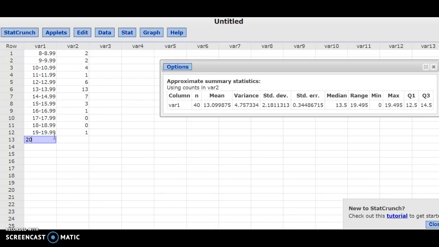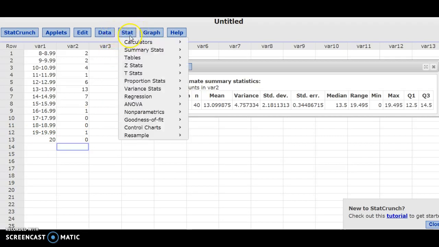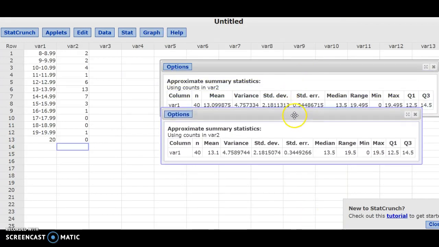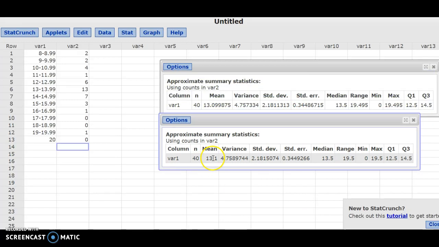You have to tell it the last lower limit would be 20, and there's none of those. So you actually don't even have to enter a range. You just have to tell it stops at 20, or that last midpoint would be 19.5. And notice what happens if we recompute. I'm going to do the exact same thing. Notice I get a mean of 13.1, which is exactly what the by hand formula gives you.